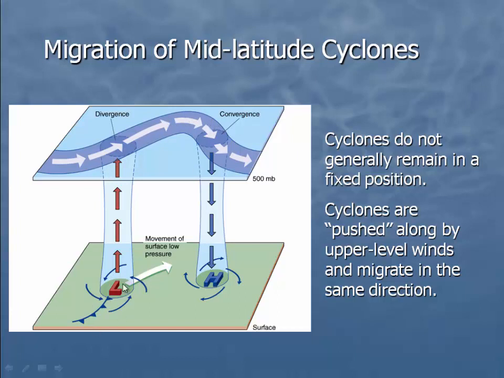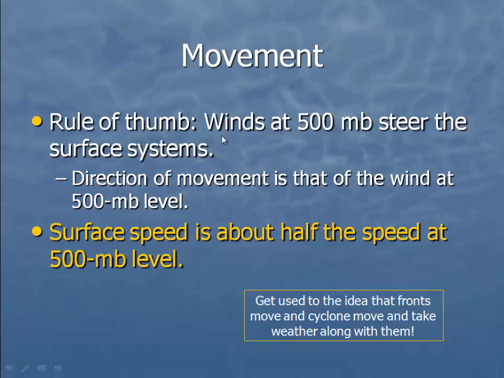Okay, these cyclones will follow the area of greatest baroclinic instability, and they will move in the areas of greatest upper level divergence. So as this upper level trough moves, the surface low will also move with it, basically at a rule of thumb here. The surface weather features will move at about half the speed of the winds at 500 millibars.